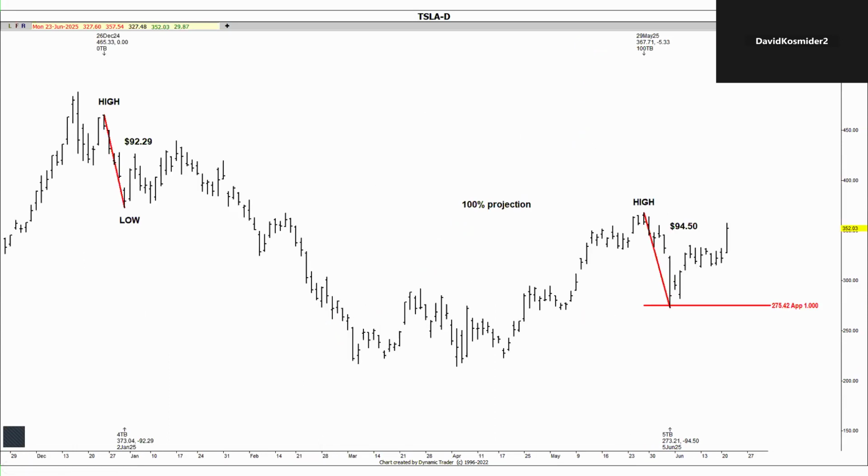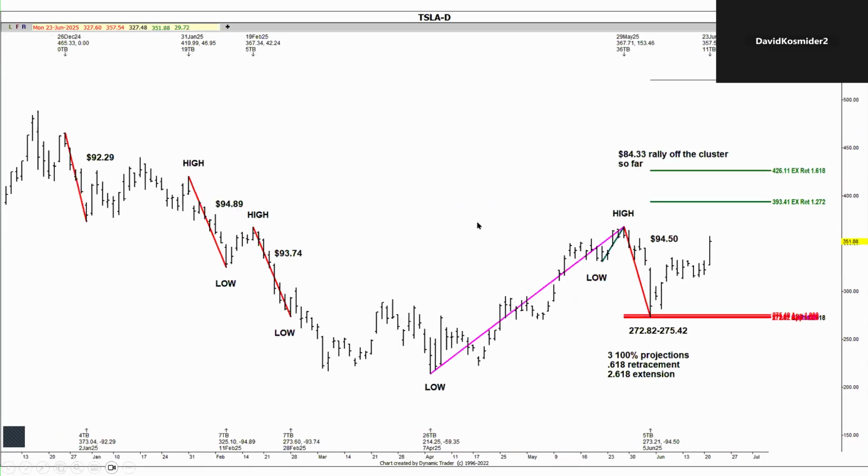And then there's one more, or at least one more. We had another prior high to low swing that was very similar. That was $92.29, projected from this high, $94.50. Okay, so that gave us another projection, and this could have been used as a setup by itself. But we want to see it all together. All right, so this is what we have.